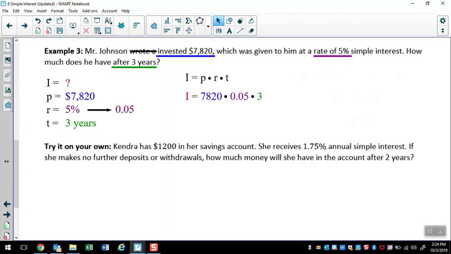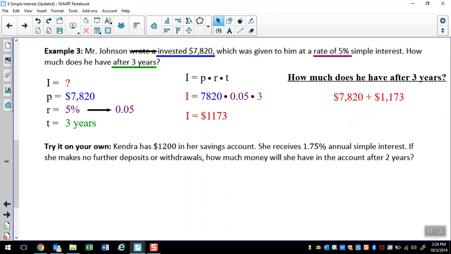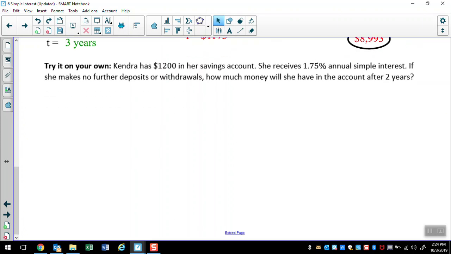Now I can substitute. I can put this into my calculator, and we find that he earned $1,173 in interest. But that's not what they want to know. They want to know how much does he have after 3 years. So to answer that question, we need to take his principal amount and add on to it the amount of interest earned. And when we do that, we can learn that he now has a total of $8,993. Right, I want you to try this next problem on your own. Go ahead and pause the video now.